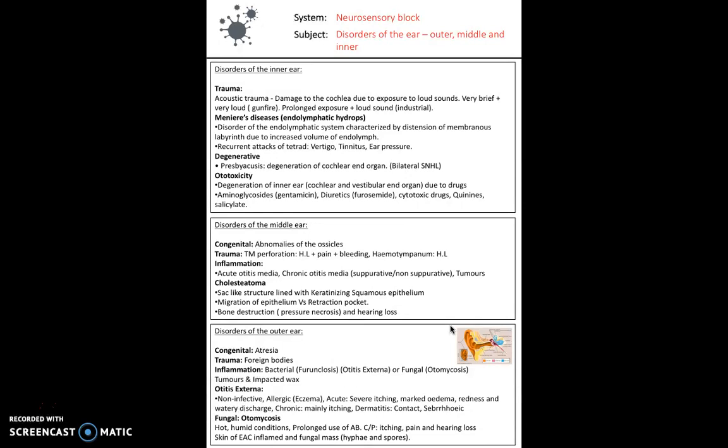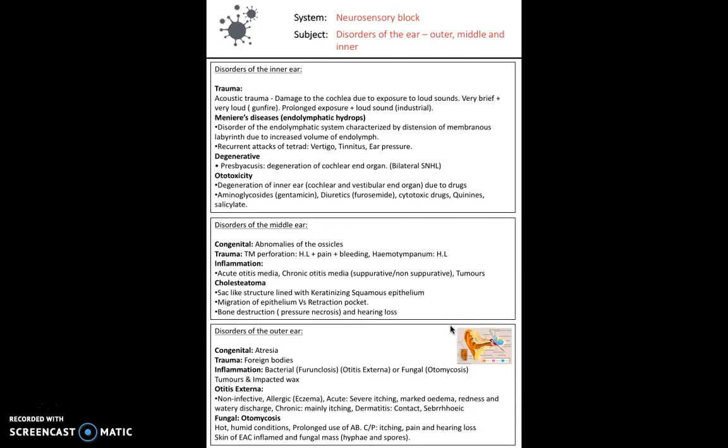In terms of disorders of the inner ear, the one you really do need to know the most about is Meniere's disease. It's a disorder of the endolymphatic system characterized by distension of the membranous labyrinth due to increased volume of endolymph. The symptoms come really in 3: vertigo, tinnitus and ear pressure. Obviously be aware of the damage that trauma, degenerative diseases and ototoxicity can cause.